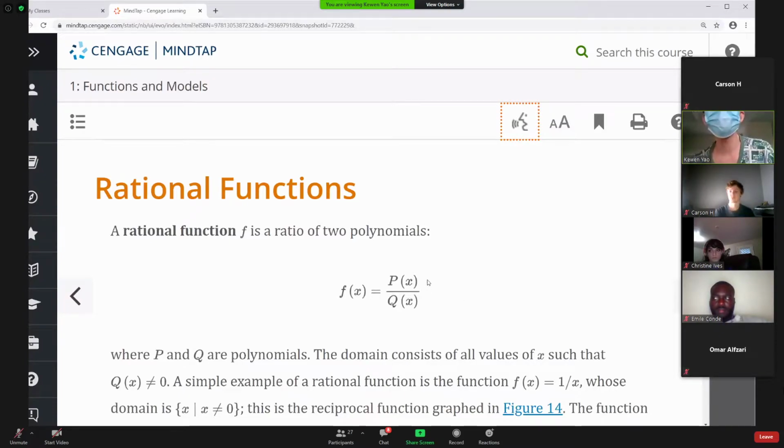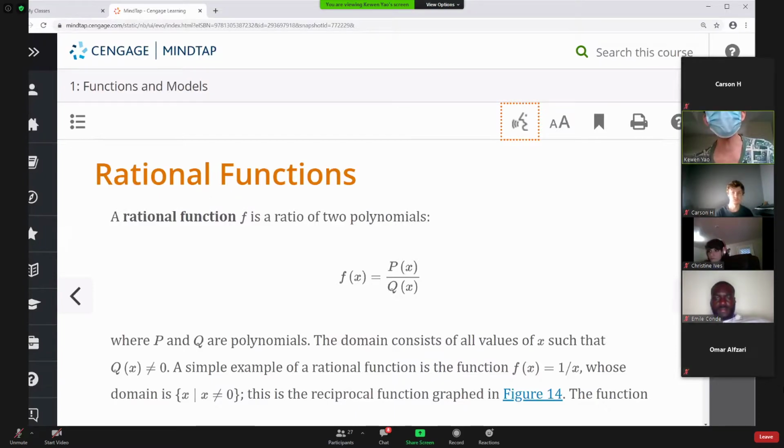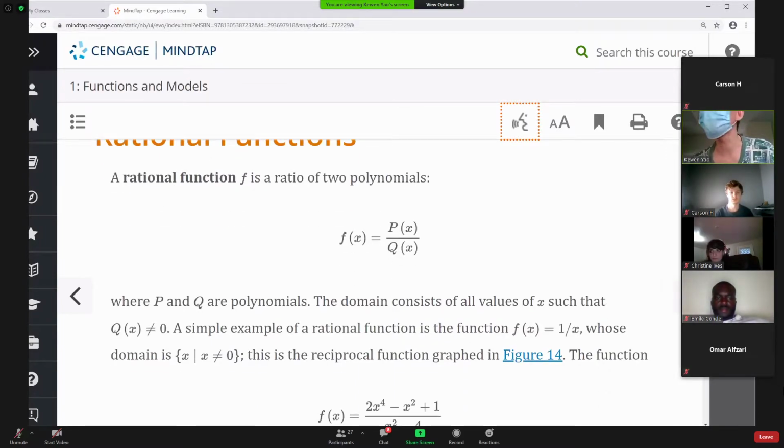Okay, p(x) is a polynomial, q(x) is a polynomial. So this is a rational function. It's a ratio of two polynomials. The numerator is a polynomial. The denominator is also a polynomial. You've got to remember how to define a rational function. A rational function is a ratio of two polynomials.